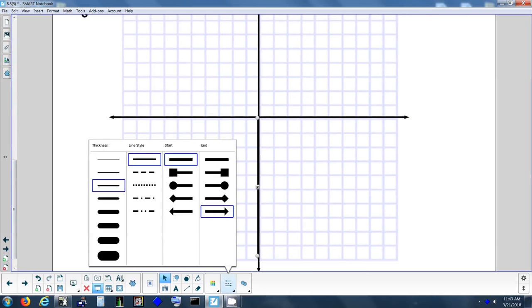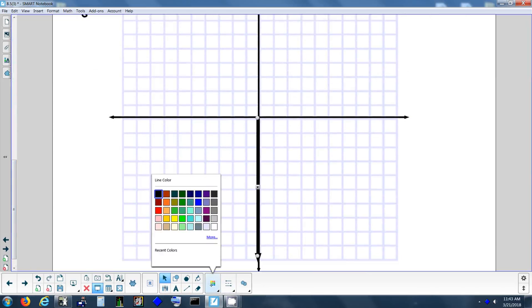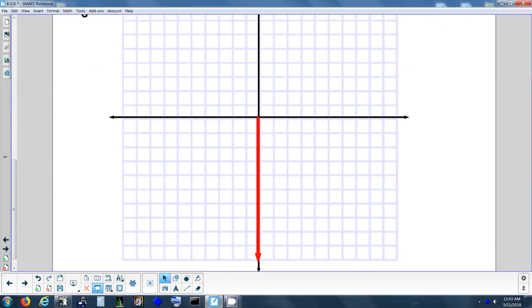Let's see, if I make it a little thicker, you should be able to see the arrowhead. And if I change the color, let's call that V sub P. It's the velocity, it's the vector for the plane. Okay, vector for the plane.